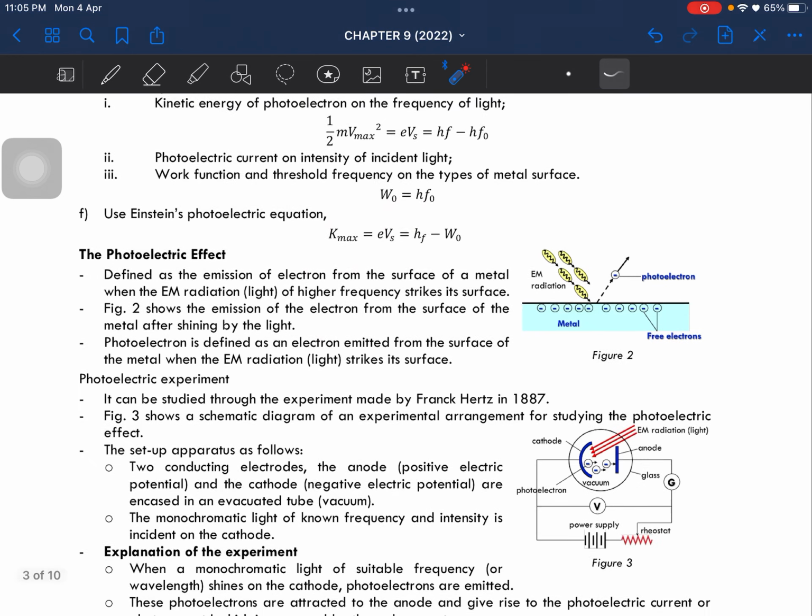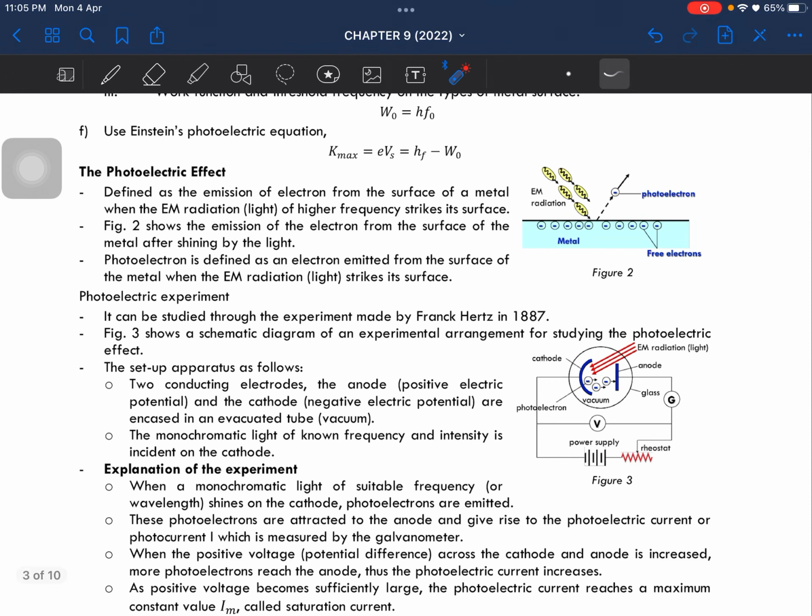Okay, so now what is actually photoelectric effect? So photoelectric effect is defined as the emission of electron. Okay, so there is an electron being emitted from a surface of metal. Okay, so this is the metal. So we know that in a metal this consists of tons of electrons. Okay, so the photoelectric effect causes this electron to leave this metal surface. Okay, so when a radiation, electromagnetic radiation, touches this surface here, a photoelectron will come out of the metal surface.